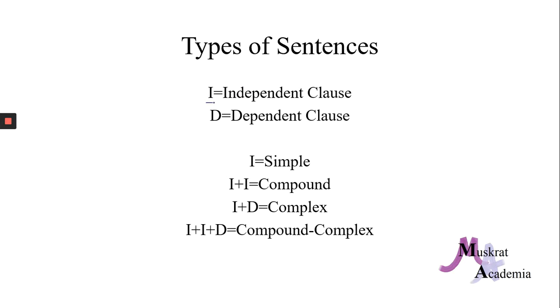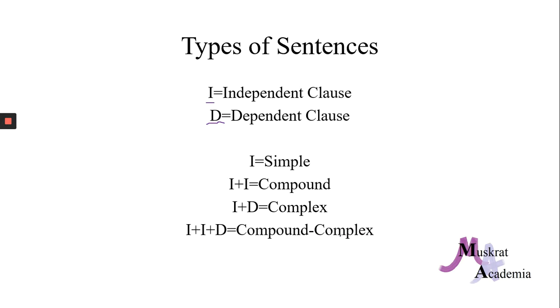Using the independent clauses, which is abbreviated here as I, and dependent clauses, which is abbreviated here as D, we can create a lot of different sentences. Four are simple, compound, complex, and compound complex. Simple sentences are just one independent clause by itself. If you have more than one independent clause, but no dependent clauses, you have a compound sentence. If you have one independent clause and at least one dependent clause, you have a complex sentence. If you have at least two independent clauses and at least one dependent clause, you have a compound complex sentence.